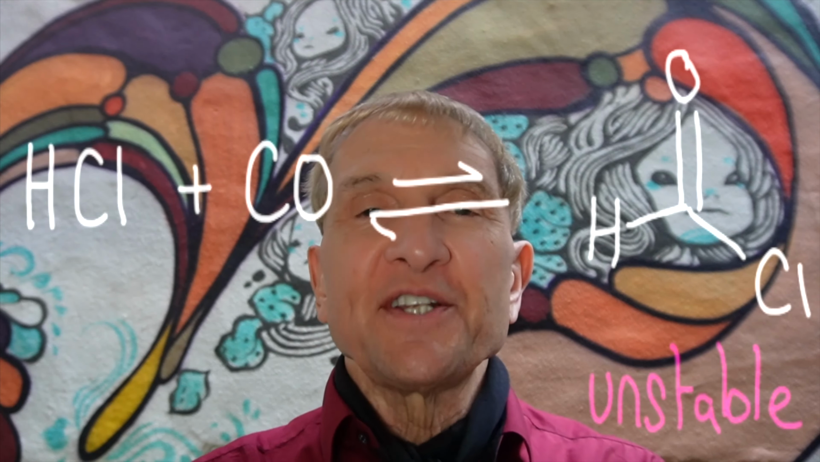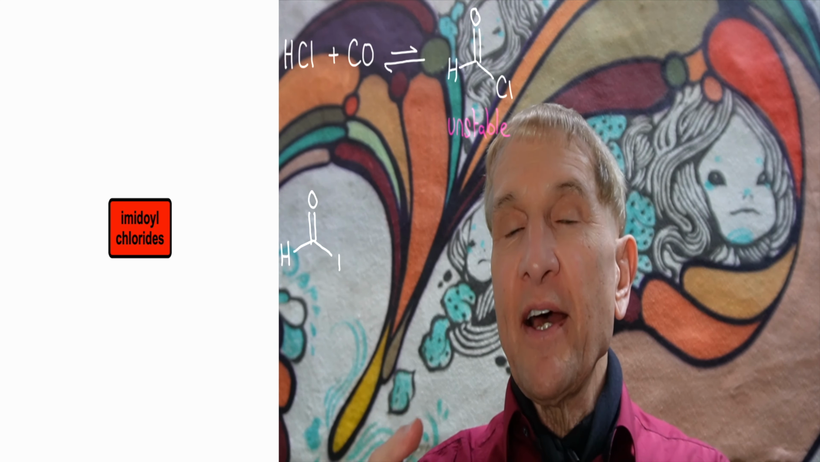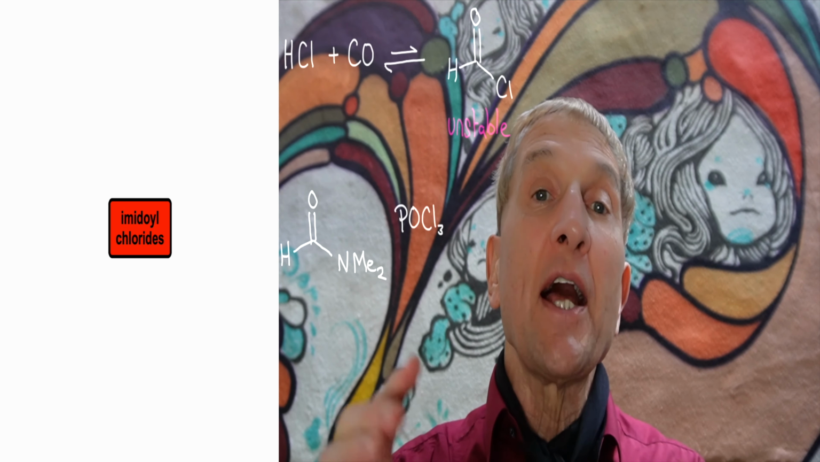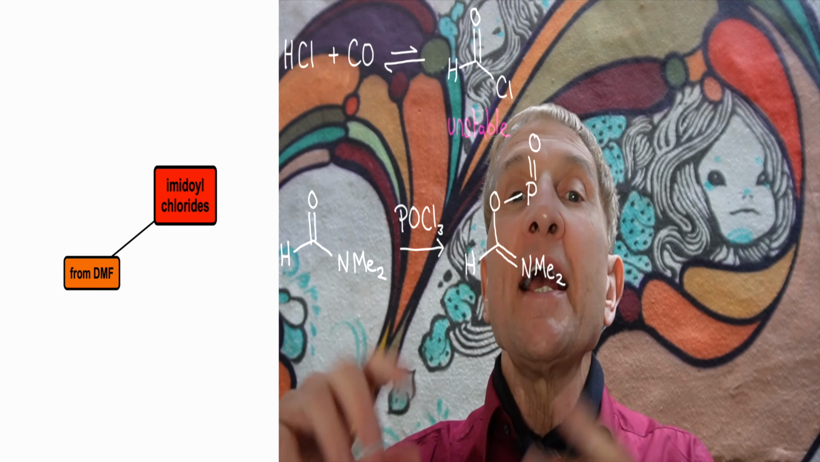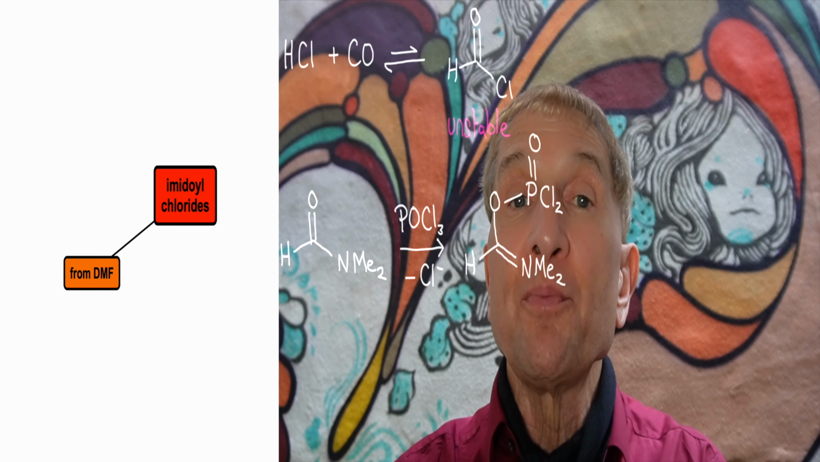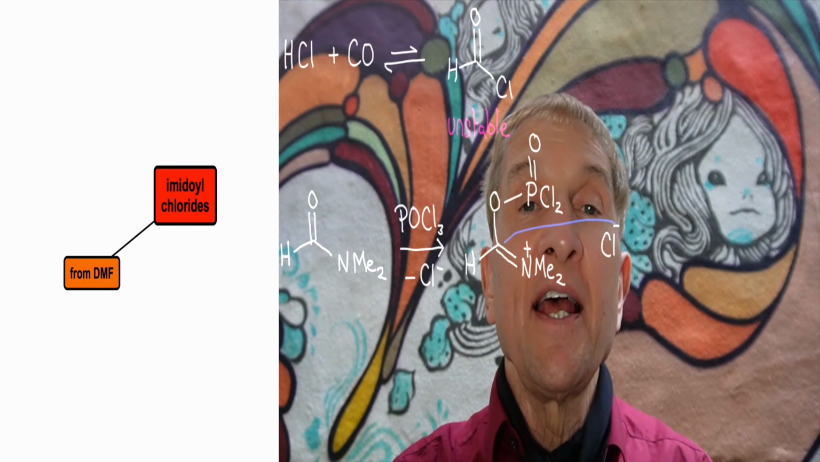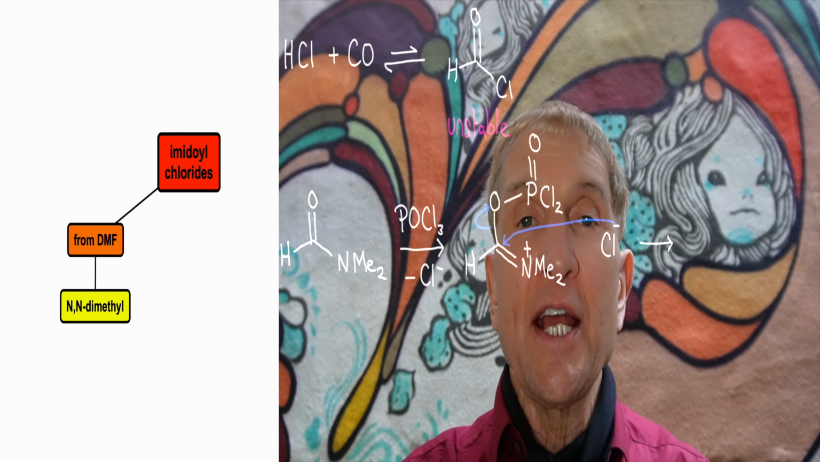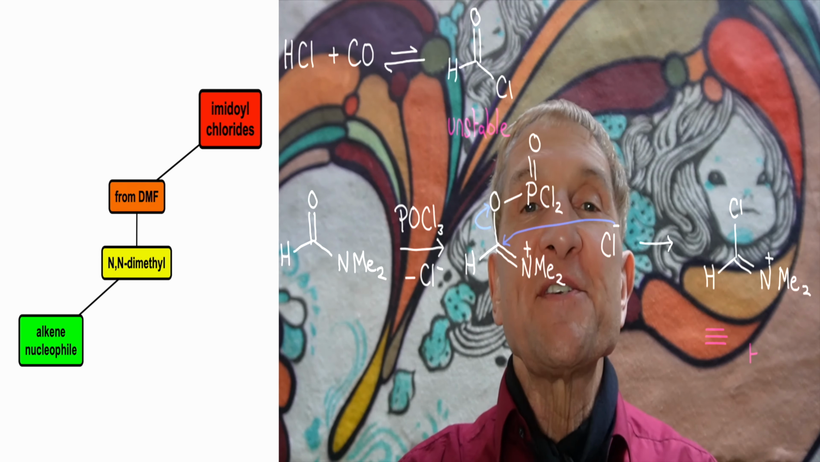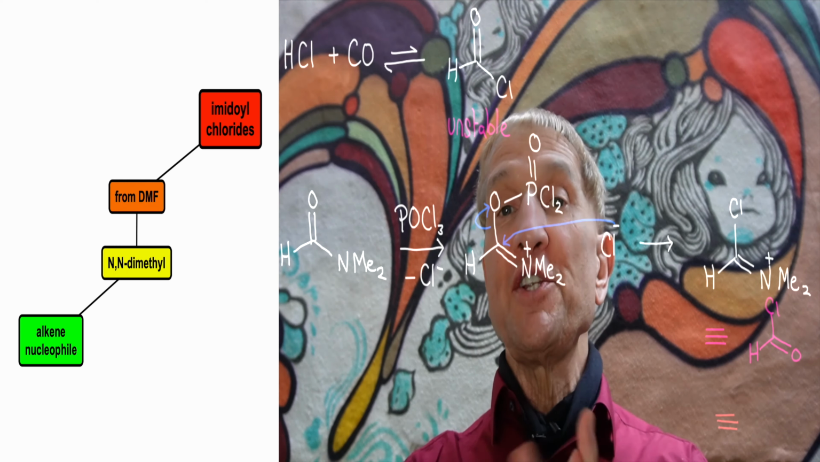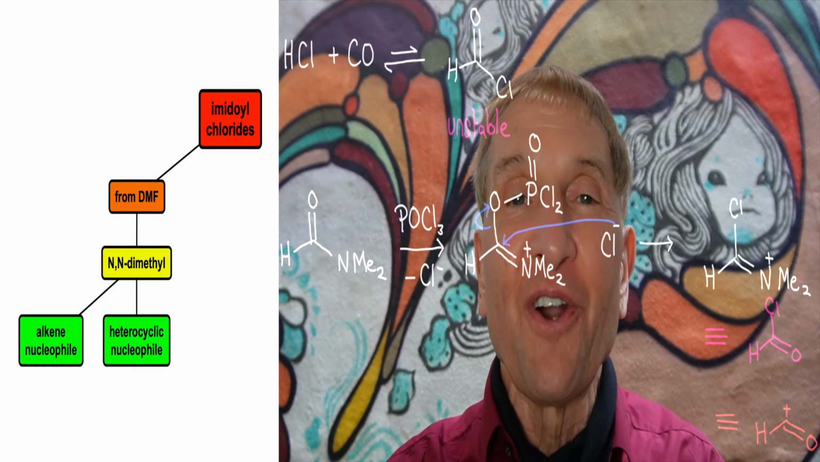Fortunately, there's an alternative. Take DMF and add an activating agent like POCl3, gives formation of O2PCl2 as a leaving group, and displacement with chloride gives the so-called Vilsmeier reagent, ClCH=NMe2+. That's a potent electrophile. It's positively charged. It's even better than formyl chloride in a way.